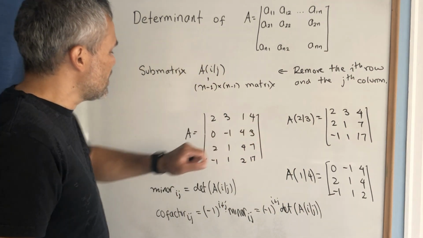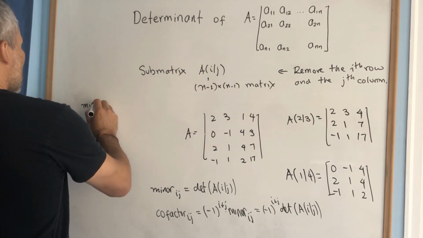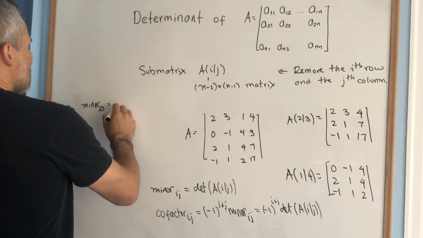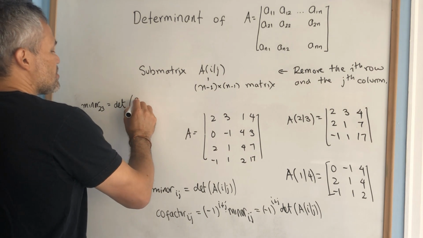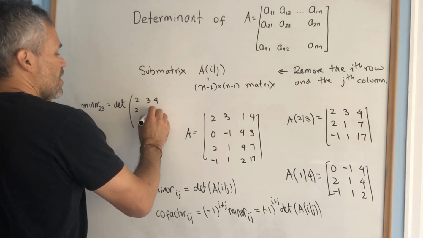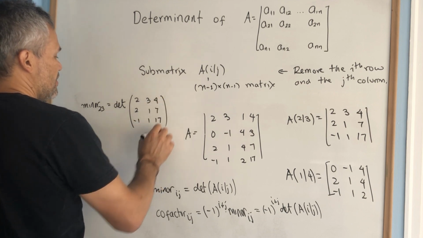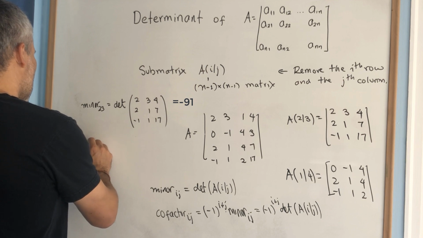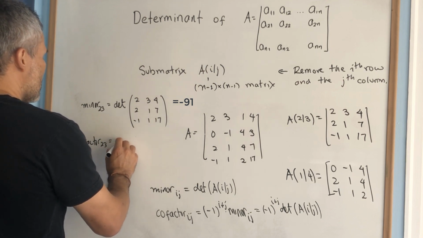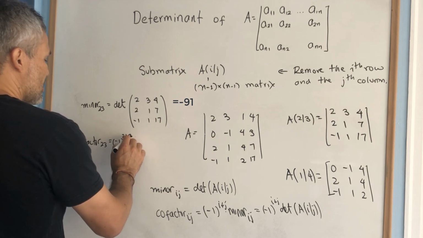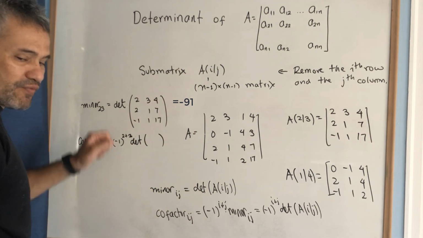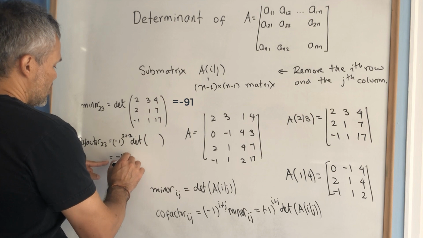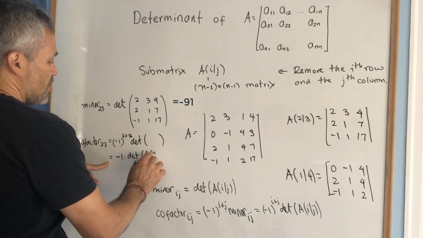Let's do an example here. The minor M_23 for this matrix would be equal to the determinant of this matrix 2, 3, 4, 2, 1, 7, negative 1, 1, 17. Notice that there is a way to compute this determinant. And the cofactor C_23 is going to be equal to negative 1 to the 2 plus 3 times the determinant of this matrix. But this negative 1 to the 2 plus 3 is going to be minus 1, times the determinant of the matrix A_23.